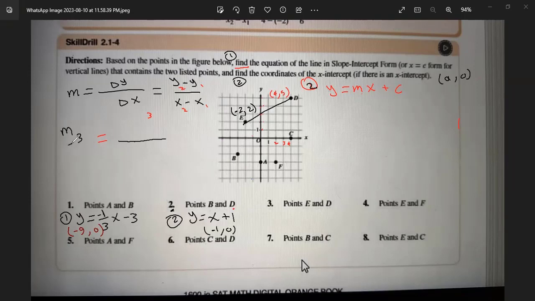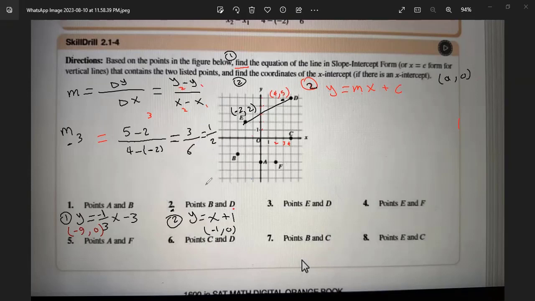For number 3, we begin with the slope m. We have E at negative 2 and 2, and D. The slope is 5 minus 2 over 4 minus 2, which should be 4 over 6, 2 over 3. Check by calculator, don't do like me here. Sometimes I do calculation in a bad way. 5 minus 3 is 3, 6, so it should be half.